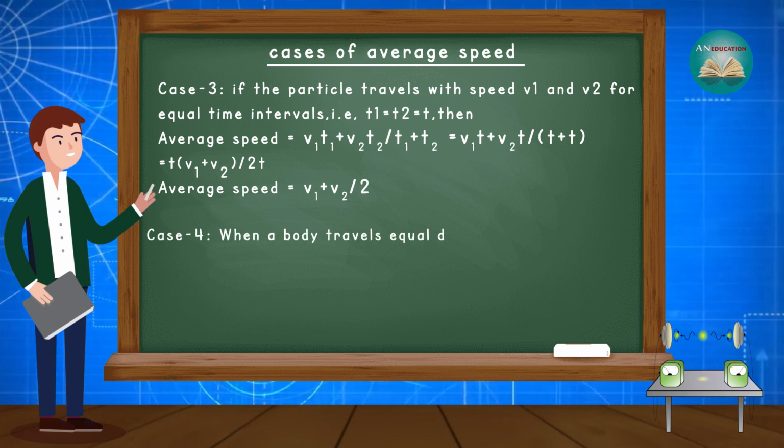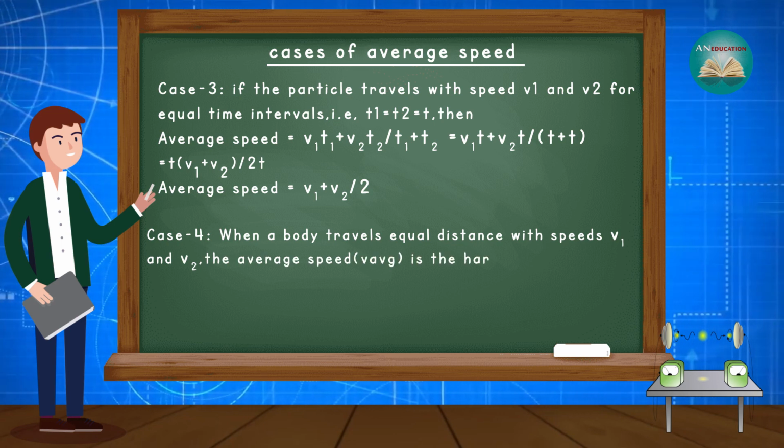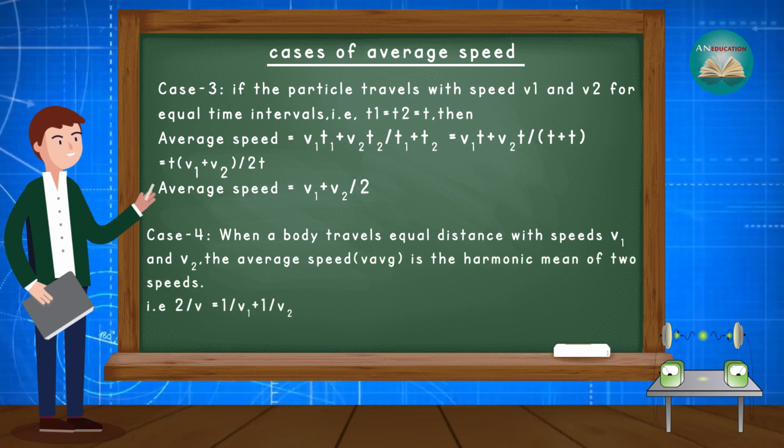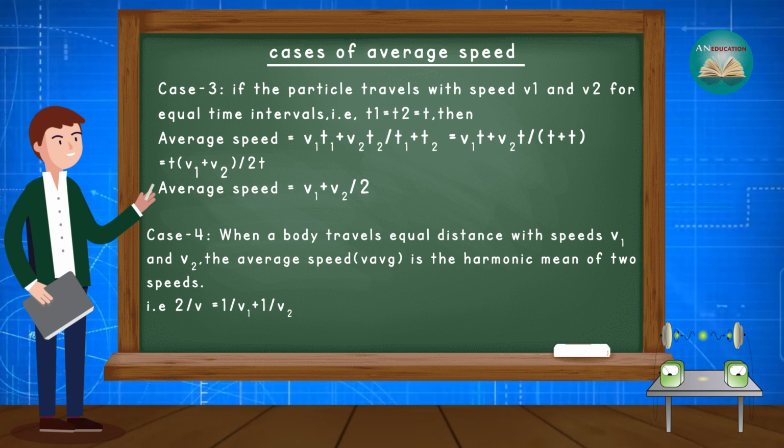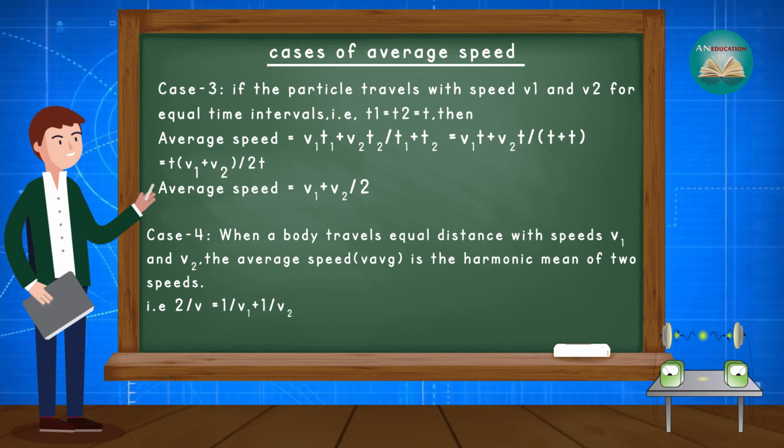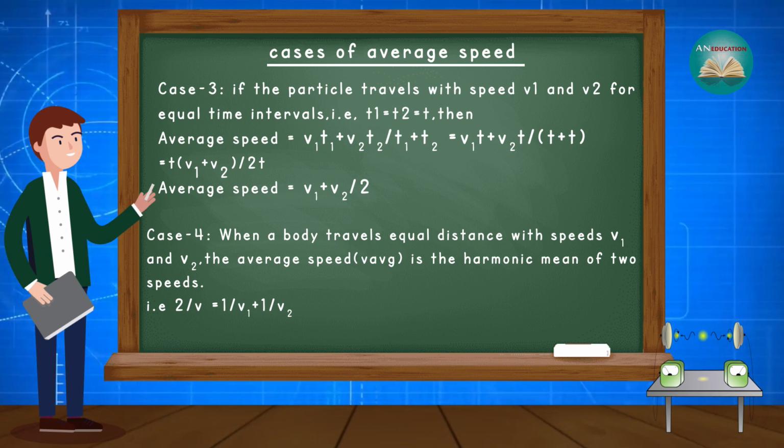Case number fourth, when a body travels equal distance with speeds v1 and v2, the average speed v average is the harmonic mean of the two speeds, that is 2 upon v is equal to 1 upon v1 plus 1 upon v2.